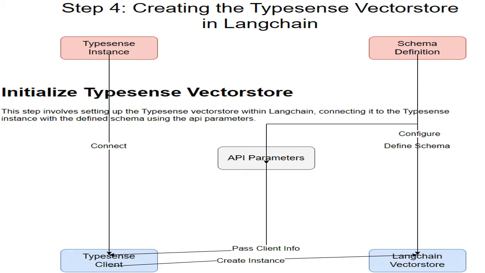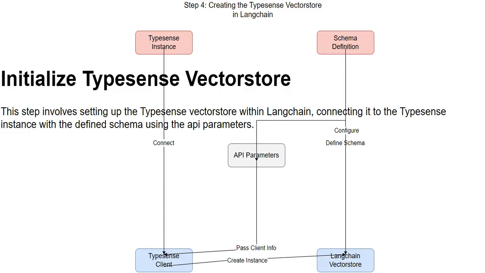Now, let's create your Typesense vector store within LangChain. This setup will link your data to your search engine. Now, this step initializes the Typesense vector store. It's done using LangChain. This integrates the search functionalities within your application workflow.